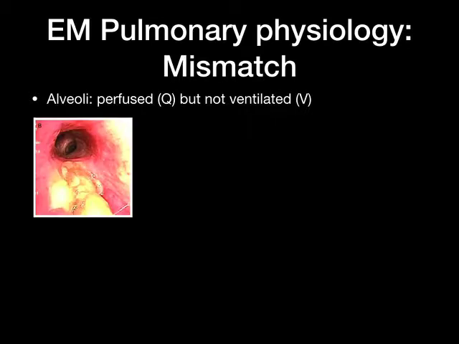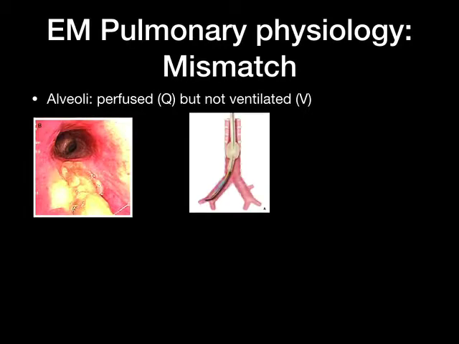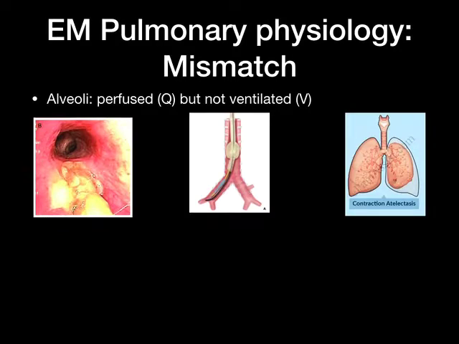Now, there are cases where this ventilation and perfusion will be mismatched. So we can have cases where the alveoli are perfused but not ventilated. And I would encourage you to pause the video here and think about what sorts of clinical cases this would occur in. Well, that would be things like large mucus plugging, a main stem intubation, or atelectasis.